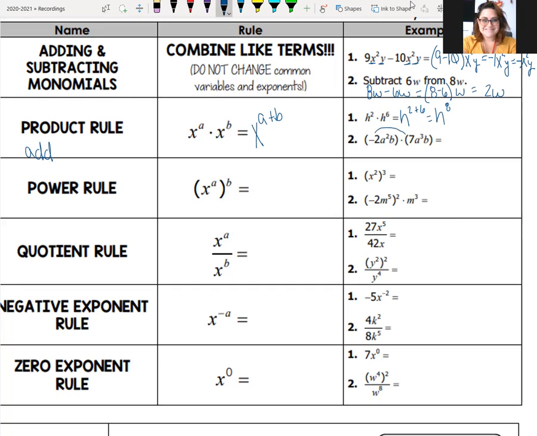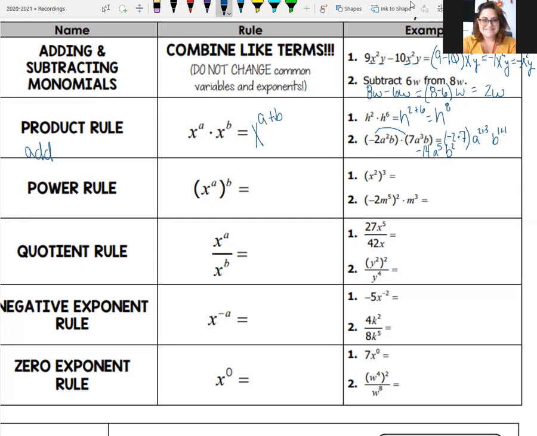We're going to leave our coefficients the way that they're written. So we would have negative 2 times 7. And then we're going to put our a's together. So we would have a to the 2 plus 3. And we would have b to the 1 plus 1. Negative 2 times 7 gives us negative 14. 2 plus 3 gives us 5. And 1 plus 1 gives us 2.